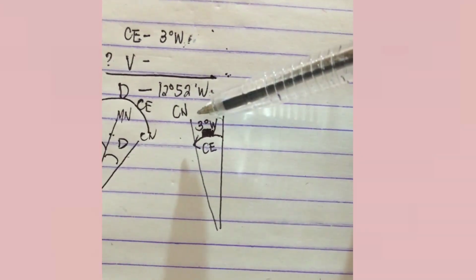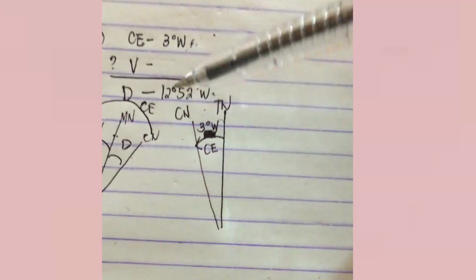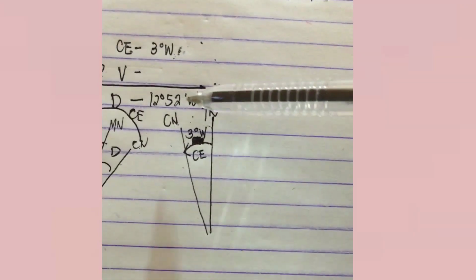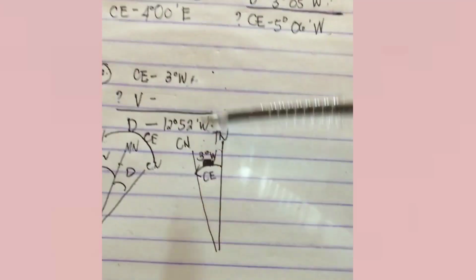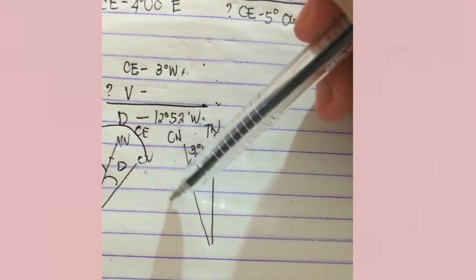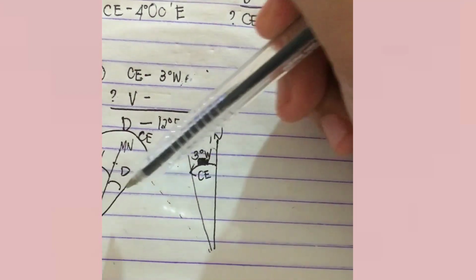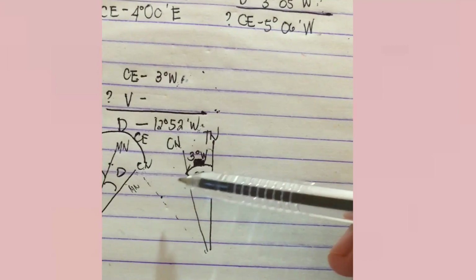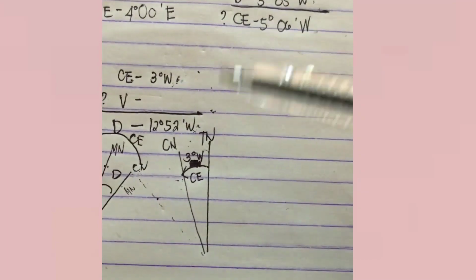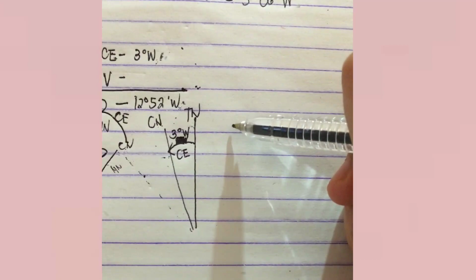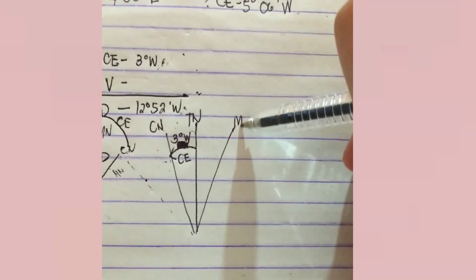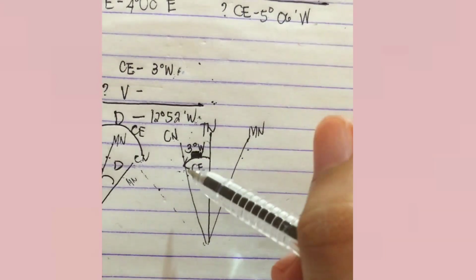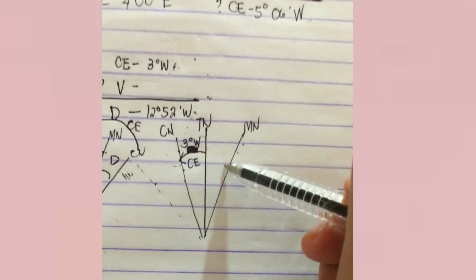Since we already have our compass north here, we cannot put our magnetic north here because our direction is west. If we put our magnetic north here, for example, then magnetic north to compass north will be east. So we will put our magnetic north here. As we all know, magnetic north to compass north is what we call the deviation, right?